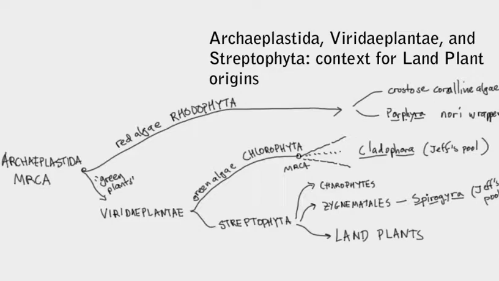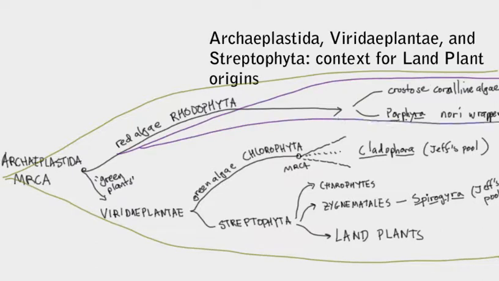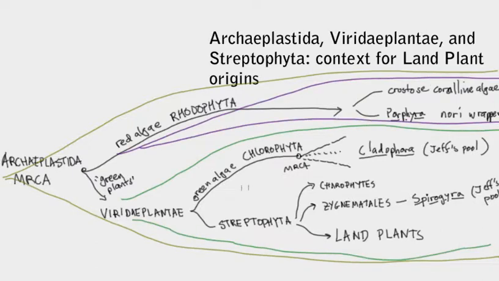So here it is one more time. You'll want to note the nested structure of clades within clades. Archaeplastida is the most inclusive with two subclades, the Rhodophyta and the Viridiplantae. Viridiplantae, also known as green plants, splits into the Chlorophyta and Streptophyta. Streptophyta has one or more basal splits before it gives way to the land plants, which is where the next part of our story begins.